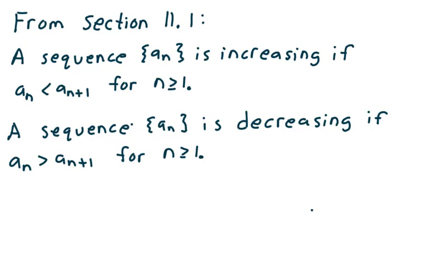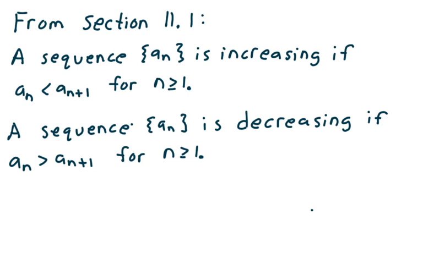This is a video from section 11.1. A sequence a sub n is increasing if a sub n is less than a sub n plus 1 for n greater than or equal to 1. A sequence a sub n is decreasing if a sub n is greater than a sub n plus 1 for n greater than or equal to 1. And we'll look at an example of an increasing sequence and a decreasing sequence shortly.